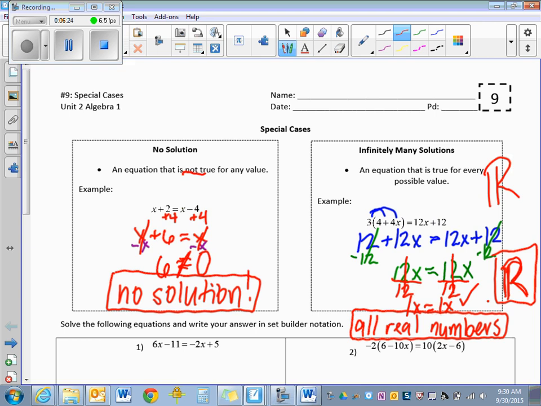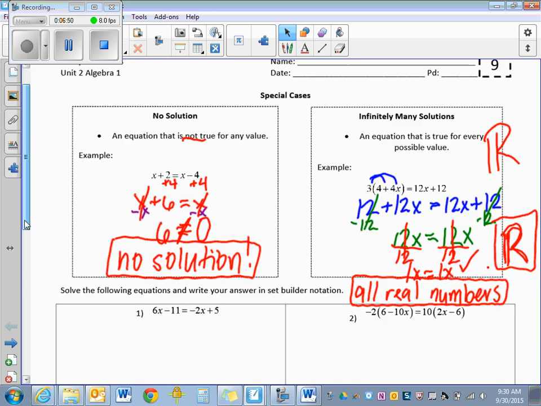So again, no matter what value I put in for x, it's going to be true. So these are 2 special cases. You'll start seeing this mixed in with other solving problems. The solving problems we did today and last class, we always got answers, right? We got x equals 3, x equals 0, x equals -5. Well, now you might get the answer of no solution, or all real numbers, or infinitely many solutions. Any questions on that?